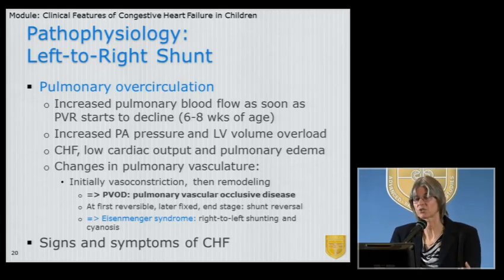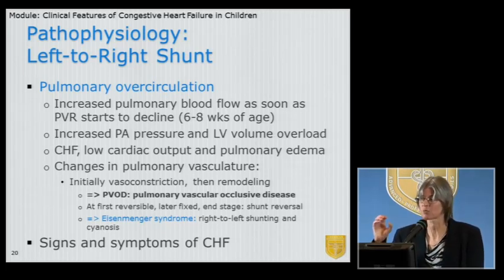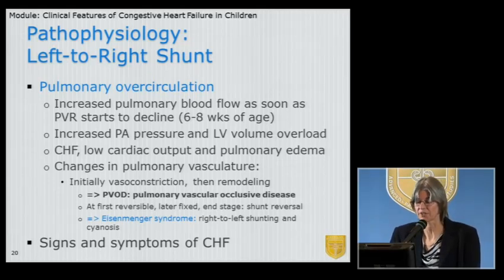If this persists for a long time, you see changes in your pulmonary vasculature. Remember the picture that I showed you? Initially, it's just vasoconstriction in response to the increased blood flow, but then the vessels start to remodel. You develop what we call pulmonary vascular occlusive disease, this thick muscular layer. Initially, this is reversible. Later, it's fixed. And the end stage is a shunt reversal, the so-called Eisenmenger syndrome. Now, instead of a left to right shunt, you have a right to left shunt and develop significant cyanosis.